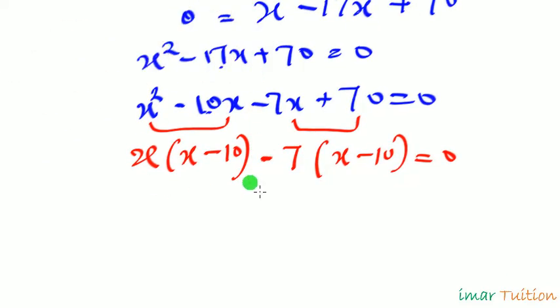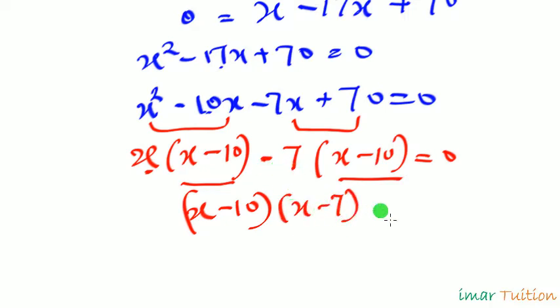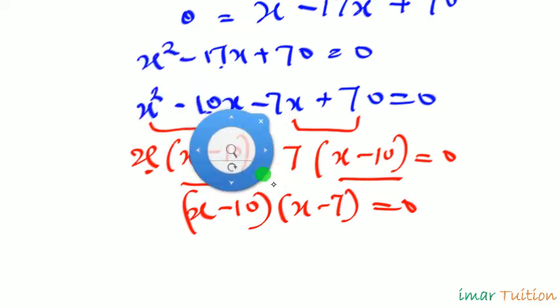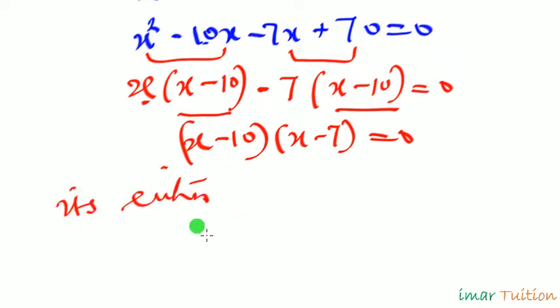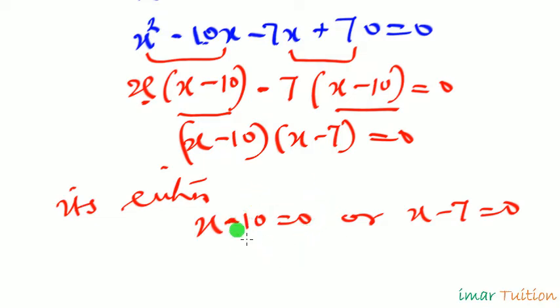From there, you realize that this and this are the same. So you take x minus 10 and x minus 7 to be equal to 0. At this stage, to open the bracket, we're going to say it is either x minus 10 is equal to 0 or x minus 7 is equal to 0. So from here, to find the value of x, you take the 10 across. When it crosses, the operation will change to plus. So you have x equal to 10 or x equal to 7.